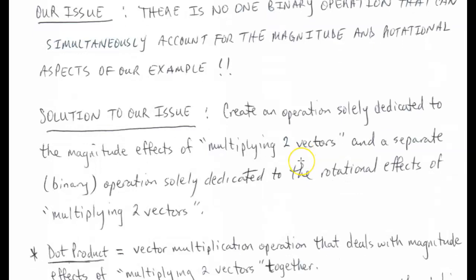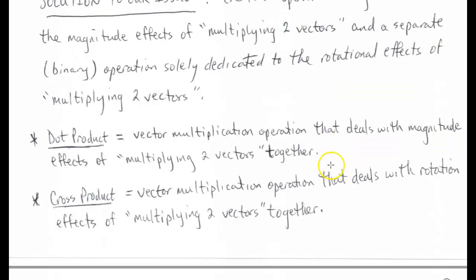Now, the solution: we need to come up with a separate operation that embodies the concept of, quote unquote, multiplying two vectors together, but one needs to have a magnitude aspect to it. One needs to have a rotational aspect to it. And of course, like I said before, the dot product is going to take care of the magnitude effects of multiplying two vectors together, and cross product, which we'll talk about in another video, takes care of the rotational effects.